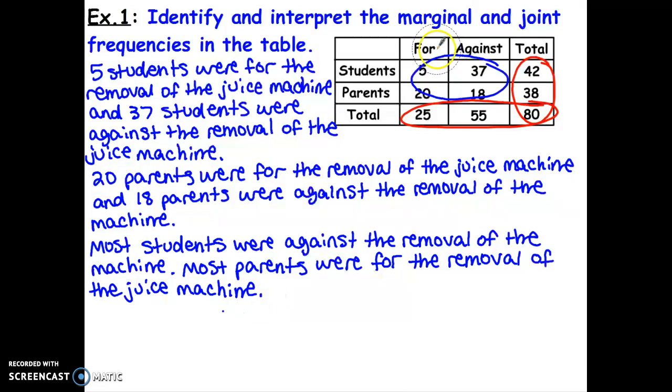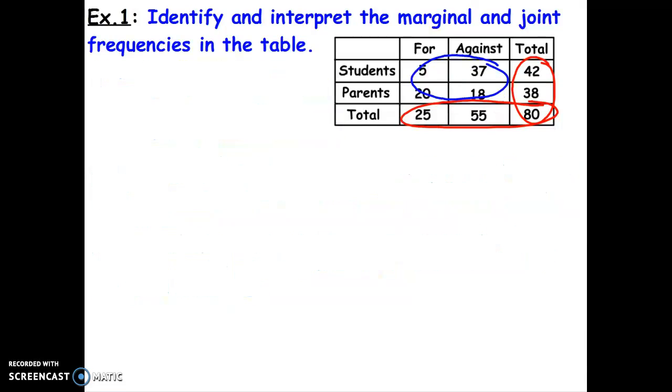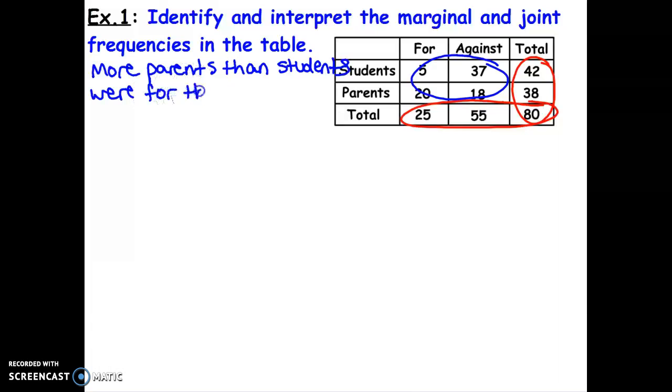And now we're going to look at our joint frequencies going the other way. So we're going to look at the 5 and 20, and then the 37 and the 18. We've already done all of our identifying, so I'm not going to identify again. We're just going to look at the interpreting. So as far as the 5 students and the 20 parents who are for the removal, we can just say that more parents than students were for the removal of the juice machine.